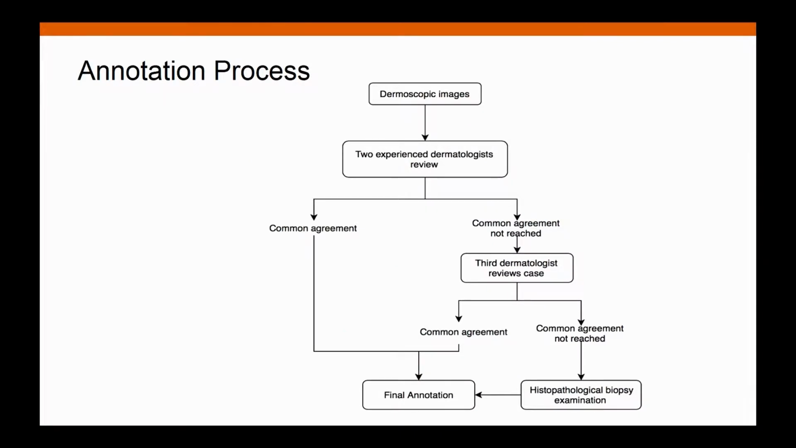Here I'm going to introduce the annotation process that we use to create a golden standard for each input image. Each image is first reviewed by two experienced dermatologists, and they will discuss, and if they reach the same agreement, then we have the final annotation. But if they disagree with each other, we will have a third dermatologist involved, and they will have a discussion. And if after discussion they agree with each other, then great, we have the final annotation. But if not, we are going to take a further biopsy examination for that specific patient to make sure.